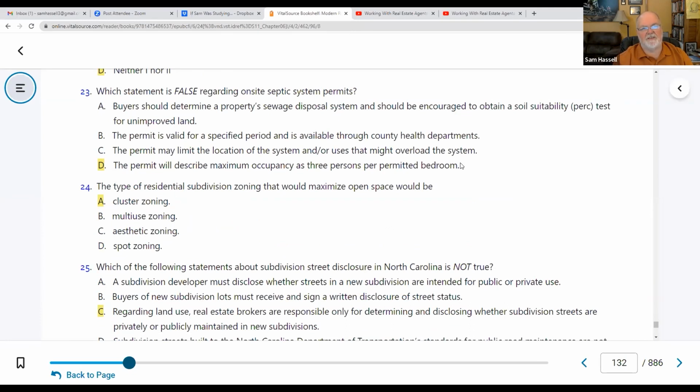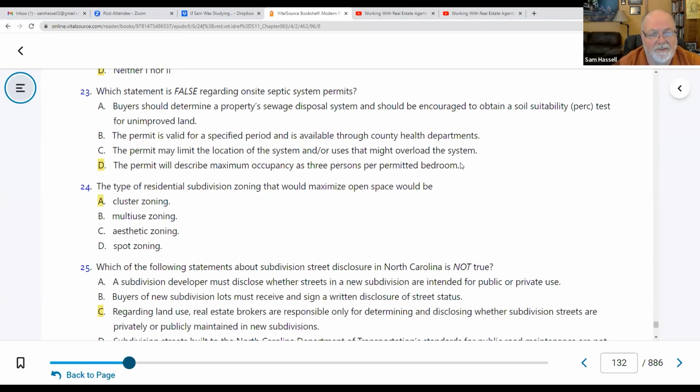Number 23, which statement is false regarding on-site septic permits? The answer is D. The permit will describe maximum occupancy as 3 persons permitted per bedroom. It's 2 persons per bedroom, or as they say in the books, 2 heartbeats per bedroom. It doesn't have to be 2 adults or 2 children or anything like that. It doesn't define the sexes. It just says 2 heartbeats per bedroom.